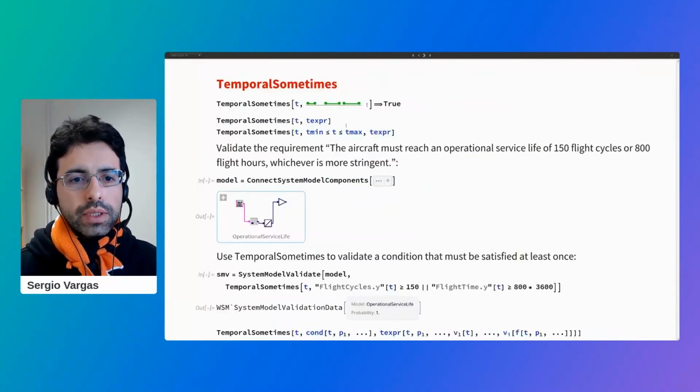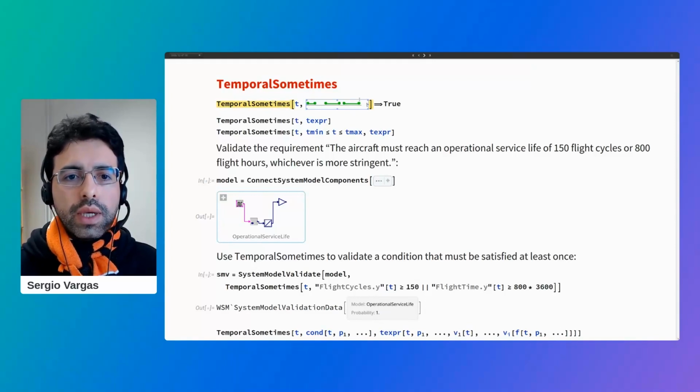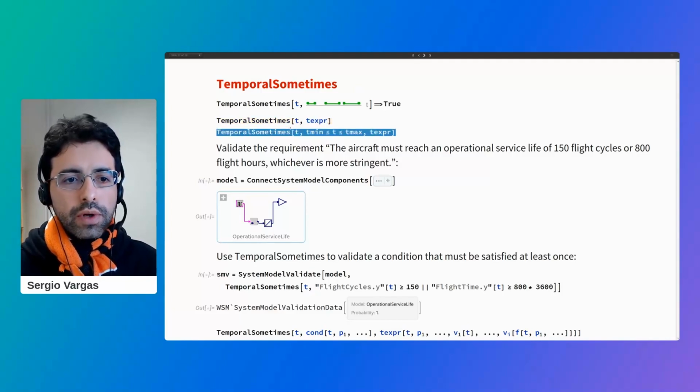Temporal sometimes is going to work very similarly. Basically, it's just going to check if something is ever true. And it accepts the same expressions. You can specify the two-argument or the three-argument form. Here is a simple example.